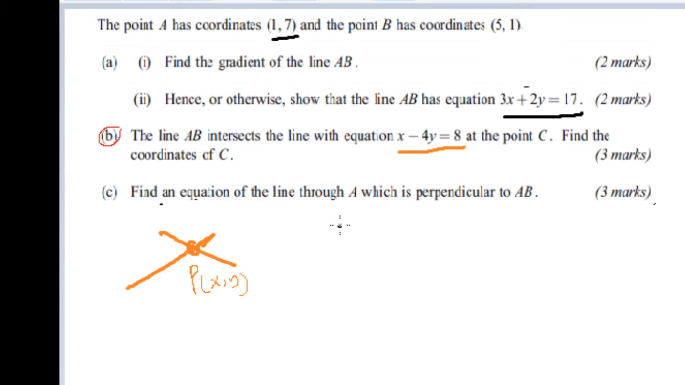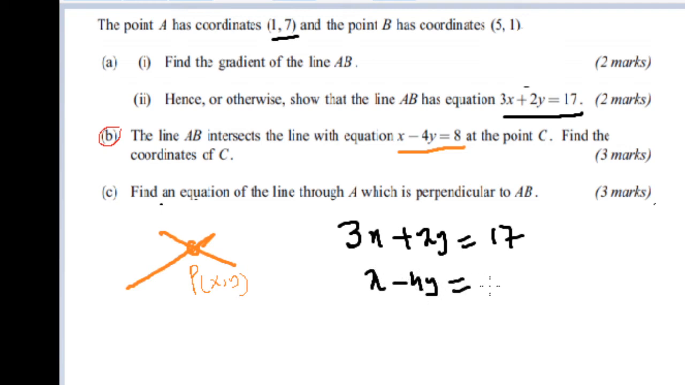One equation is 3x plus 2y is equal to 17. That's the equation for line AB. The other equation is x minus 4y is equal to 8. Now this is equation 1 and that is equation number 2. They say that both these lines are intersecting each other at point C. Find the coordinates of C.